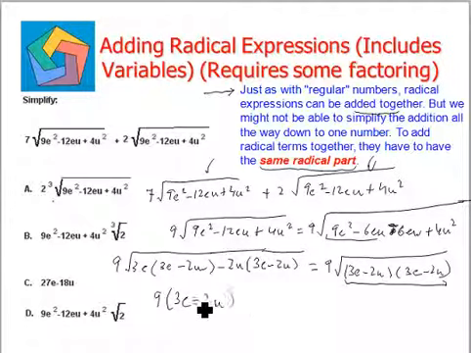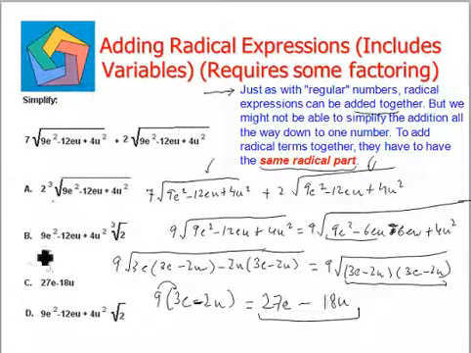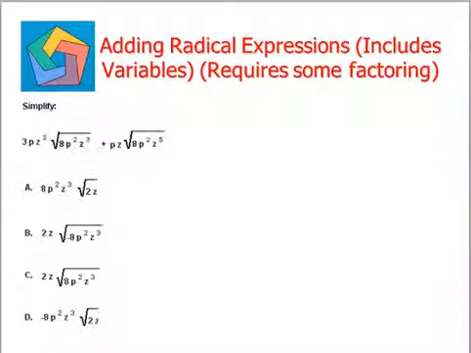Finally, using the distributive law, we get 9 times 3e as 27e minus 9 times 2 is 18u. This is our final answer, which can be seen in option C. Let's try the next question.